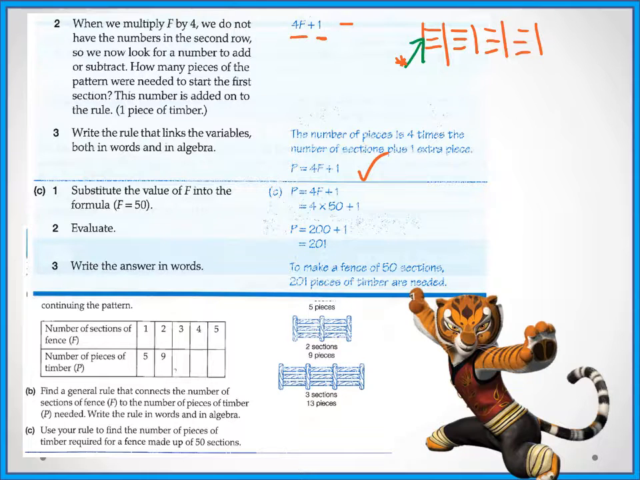These questions can seem challenging at first, and they will take some practice to get right. But once you've got your formula, your equation, it's straightforward after that. Right, 50 panels is what we need. That's what it says down here in the question, 50 sections. So f is 50, and 4 times 50 plus 1 gets substituted in. That's 201. 201 pieces of timber is what we need. This second bit is just substitution like yesterday's lesson.